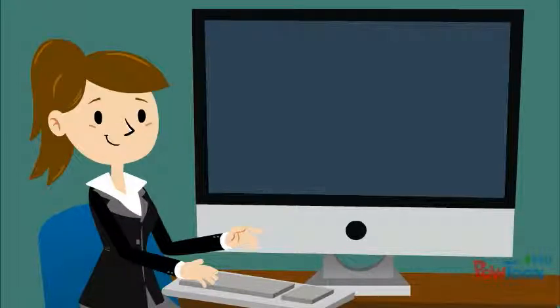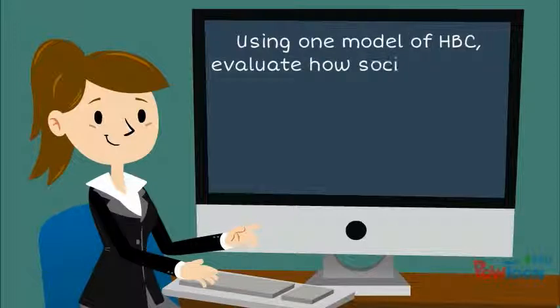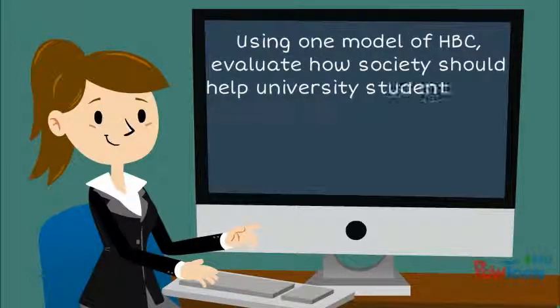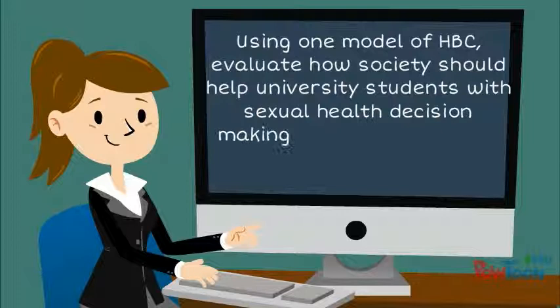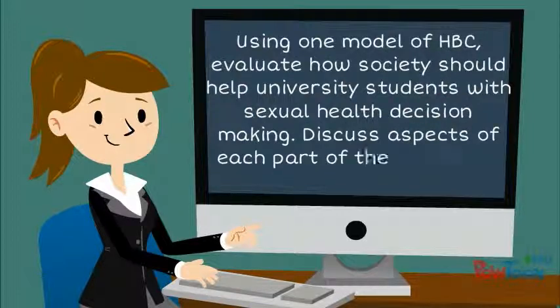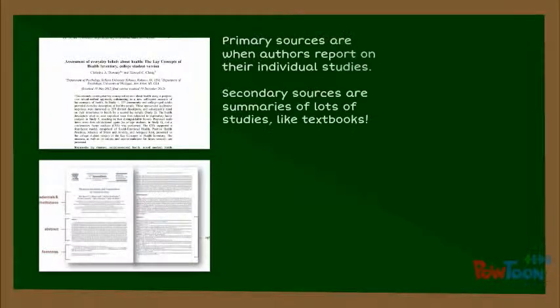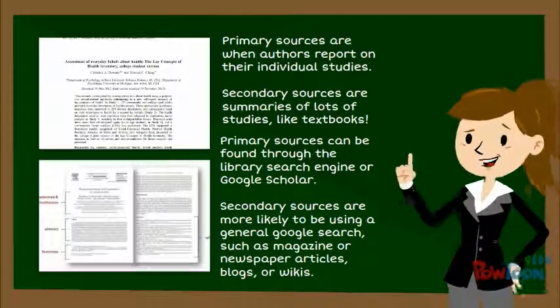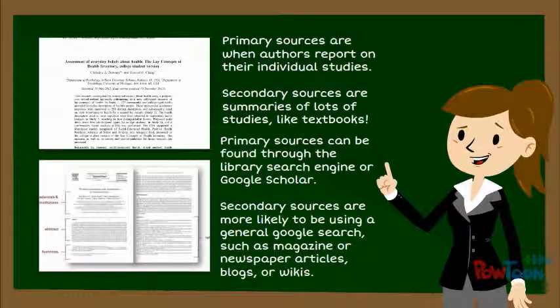Speaking of the health profile, here it is. Using one model of health behavior change, evaluate how society should help university students with sexual health decision making. Discuss aspects of each part of the model, such as perceived vulnerability or self-efficacy. Provide one article that supports your position or experience. Please remember this must be an article from a primary source, from an academic research study.